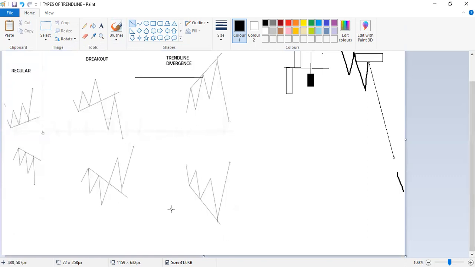So that means around this place there will be a higher time frame key level. It could be a gap. It could be a breakout. It could be the classical regular pattern. It could be a head and shoulders pattern in the past.